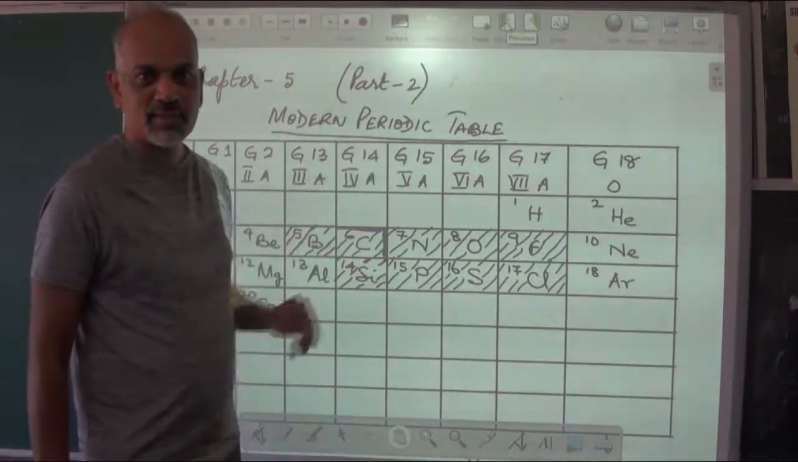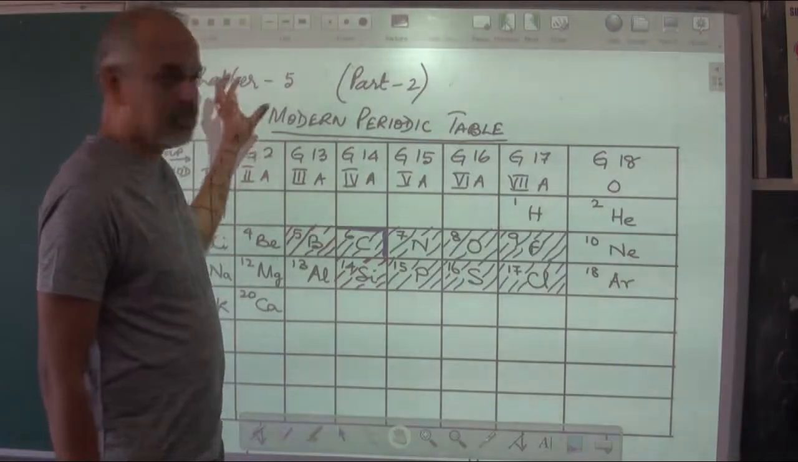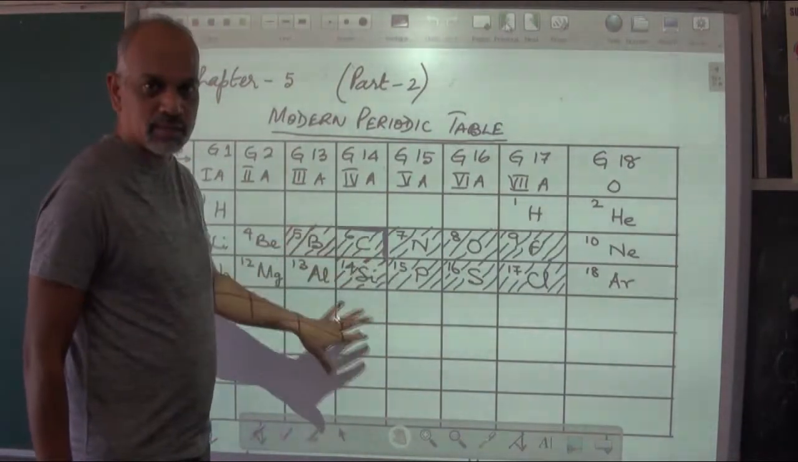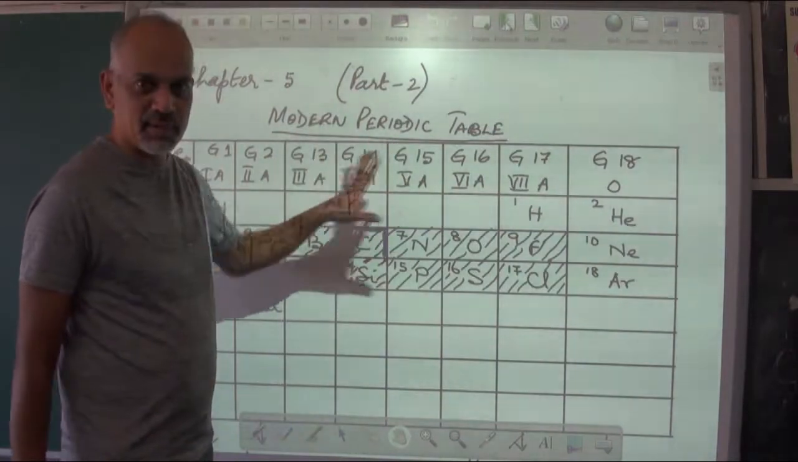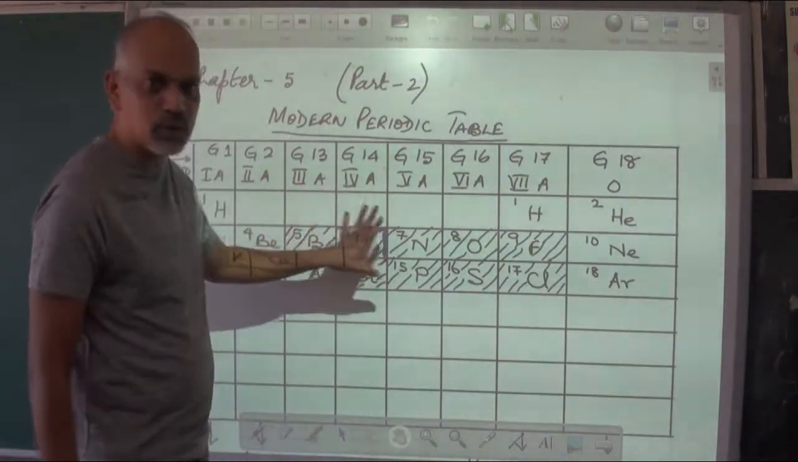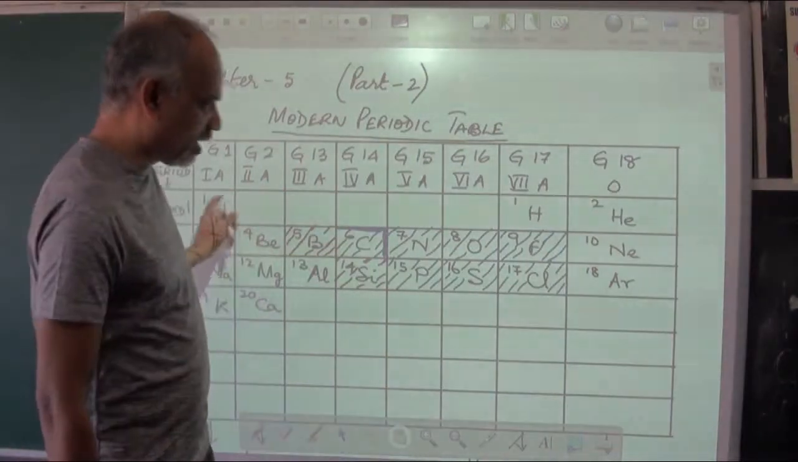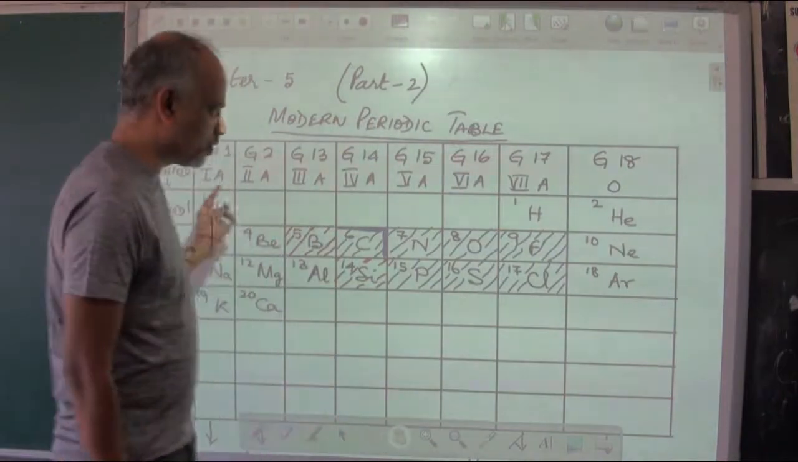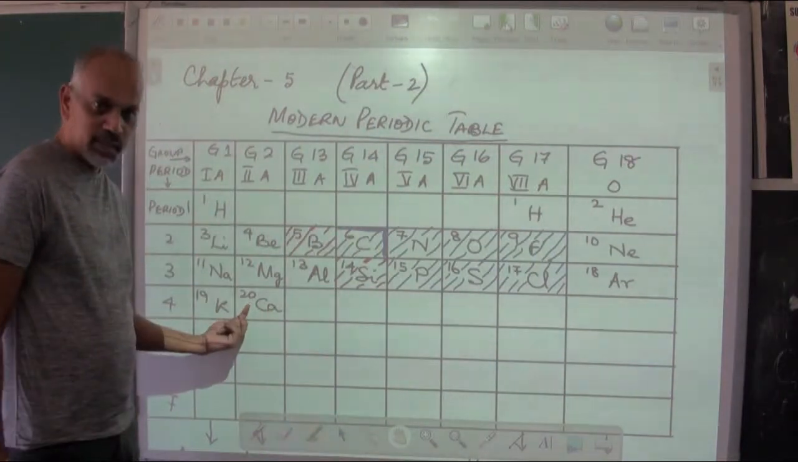This is the second part of the chapter on the periodic table. I have drawn the shorter version of the modern periodic table, which you have to know. You don't have to know all the 118 elements. You have to know till 20.